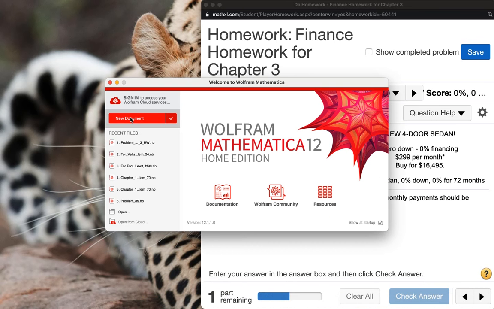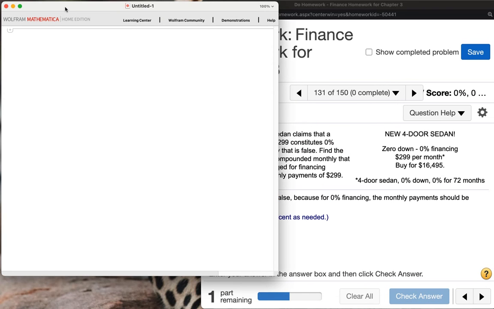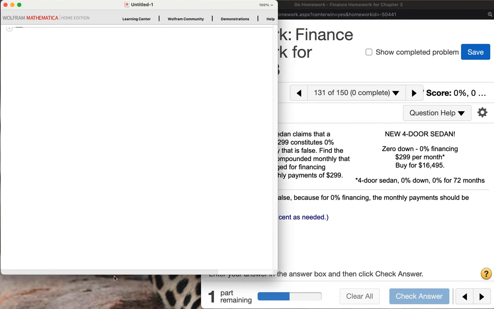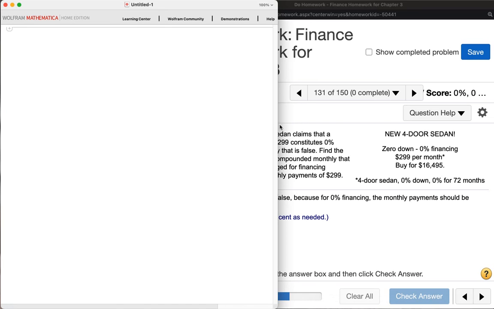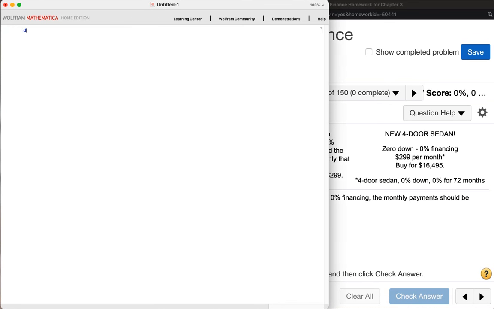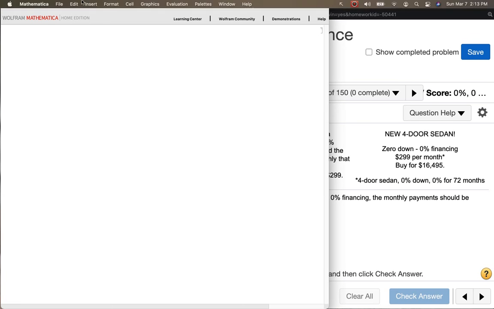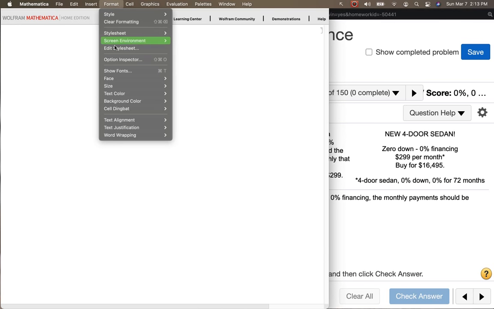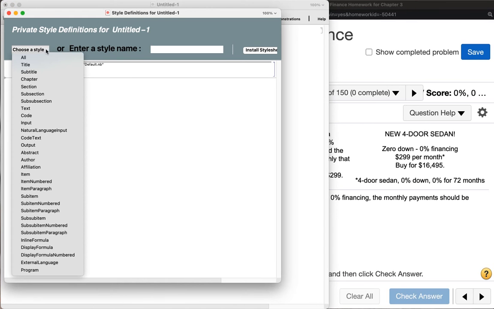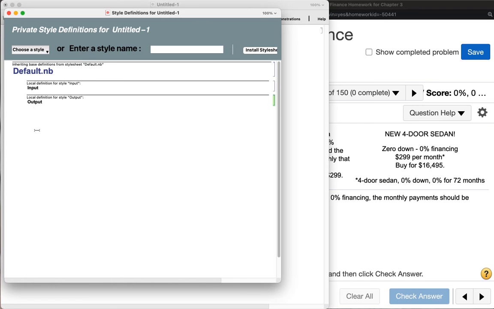Okay. New document. As I can see, the font is so small, and I don't like small font. So how would I change that? Well, I'm going to go to Format, Edit, Style Sheet. I'm going to select Input and Output.